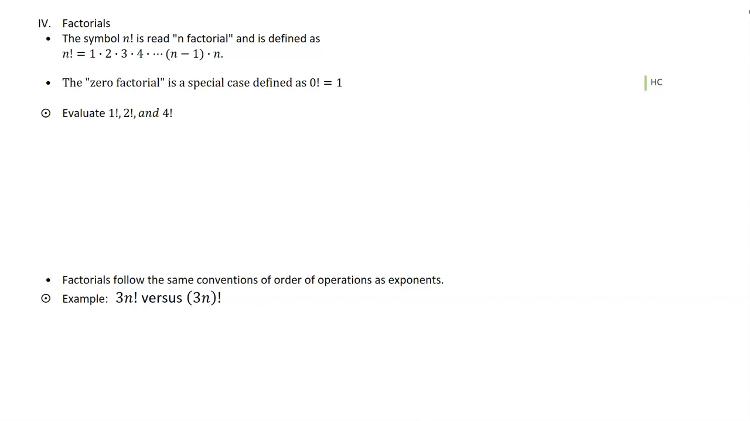This symbol right here, n with an exclamation point, is read n factorial, and it's defined as the product of all of the positive integers from 1 through n. So for example, something like 6 factorial would be 6 times 5 times 4 times 3 times 2 times 1, and whatever that integer is when you multiply all those together. This is a recursive definition. 0 factorial is a special case defined as 0 factorial equals 1.